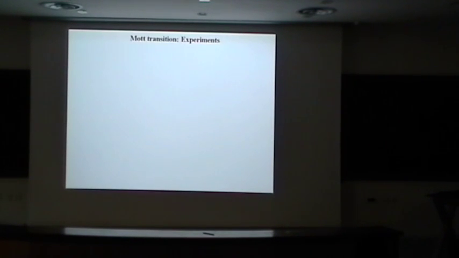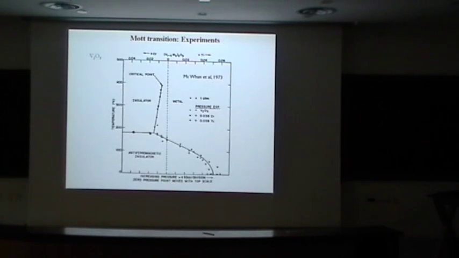So let's first look at experiments again, before coming to a more theoretical discussion. This was the phase diagram of V2O3, which you have already seen a few slides ago. This is just the same thing, somewhat enlarged.